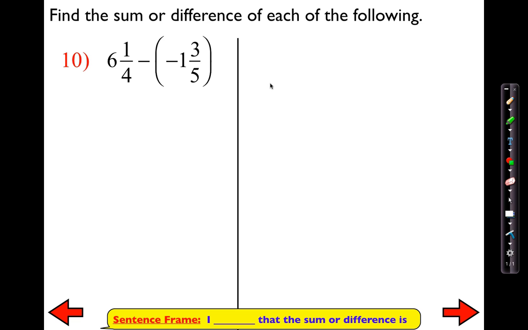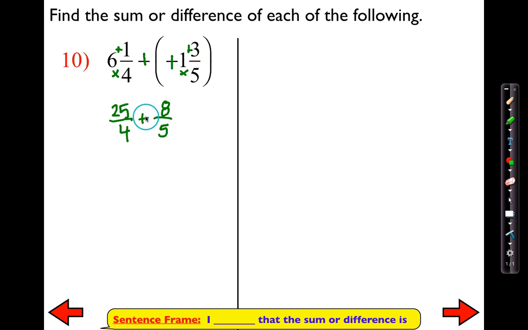Okay, so for number 10, what we're going to do first is we see that it's subtraction. So I'm going to have to add the opposite. So here I'm going to add the opposite, and I'm going to turn this into an improper fraction. This is 24 plus 1, so it's 25/4, plus here, 5 times 1 is 5, plus 3 is 8, so we have 8/5.